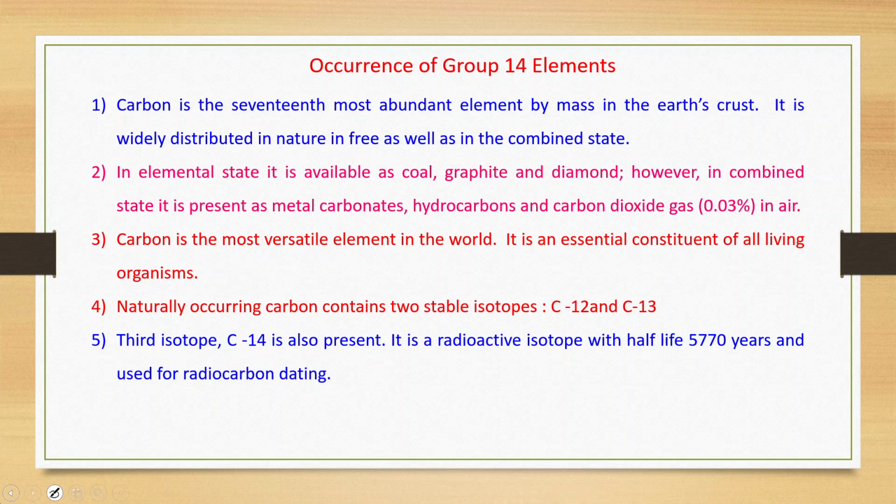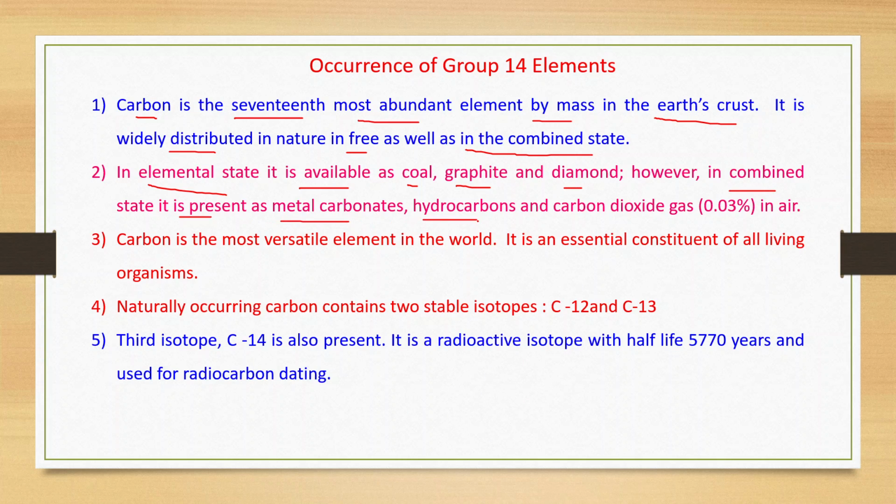Occurrence of group 14 elements. Carbon is the 17th most abundant element by mass in the Earth's crust. It is widely distributed in nature in free as well as in the combined state. In elemental state, it is available as coal, graphite and diamond. However, in combined state, it is present as metal carbonates, hydrocarbons and carbon dioxide gas in air. Carbon dioxide in air is 0.03%.